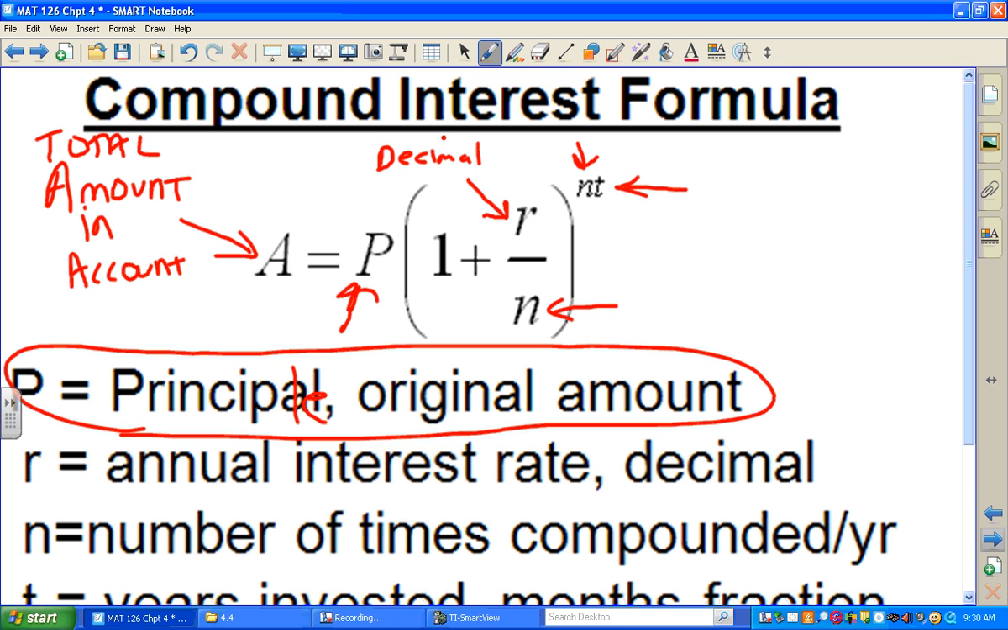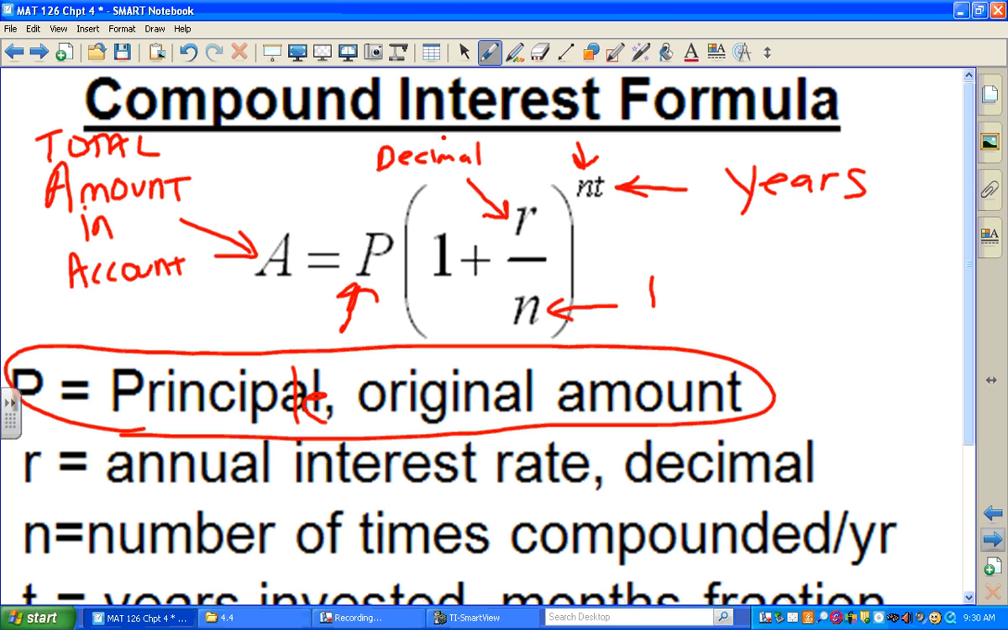T in a business model is always in years. Okay? T is always a number of years. If you're talking about 6 months, T is a half. If you're talking about 3 years, T is 3. In scientific models, T can be minutes, seconds, hours, days, months, years. In business model, T is always in years. Okay? Unless you're working with credit cards, that's a whole different industry.